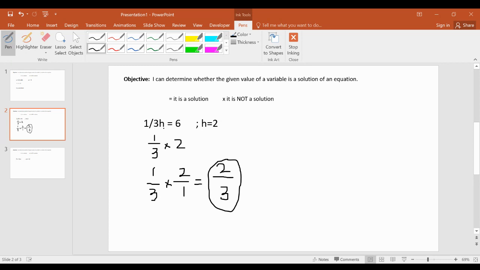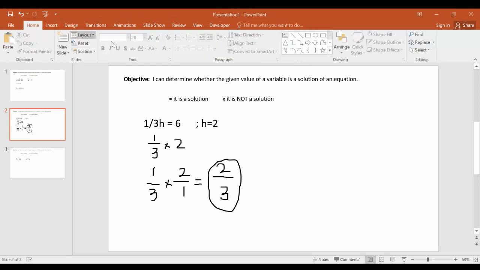So 1/3 times h, it says it's equal to 6. That doesn't work out. When we plugged in 2, we came out with 2/3. Therefore, we know that 2 is not a solution here. Does not work. For this to have been a solution, when we plugged in, it would have turned out to be 6. We were looking for 6.